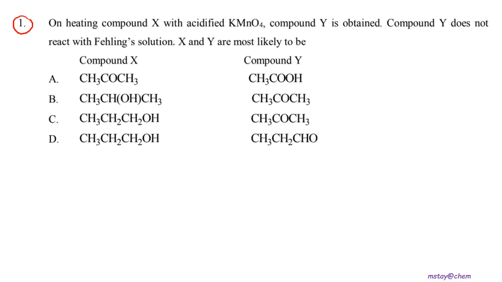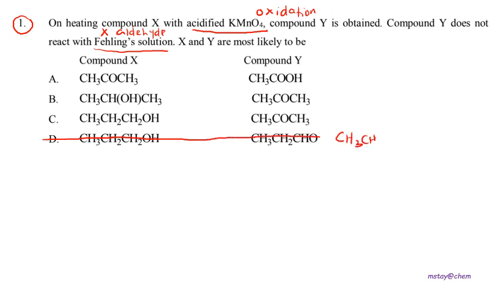On heating compound X with acidified KMnO4, we know the reaction is oxidation, and compound Y is obtained. Compound Y does not react with Fehling's solution, which means compound Y is not an aldehyde. So what are X and Y most likely to be? From here, we know option D is out because compound Y, CH3CH2CHO, is the aldehyde.